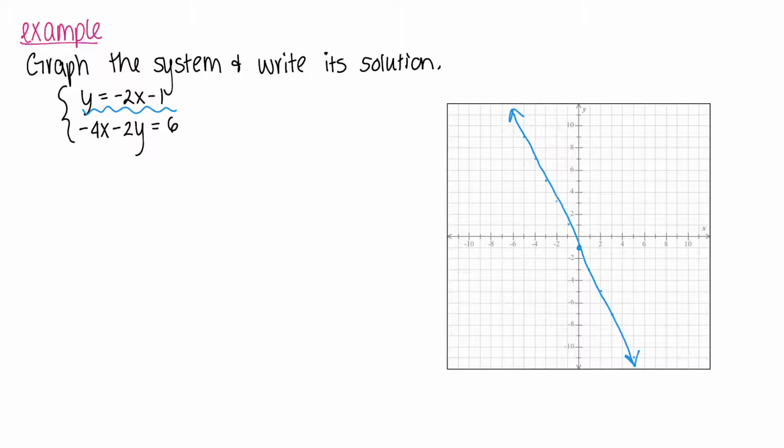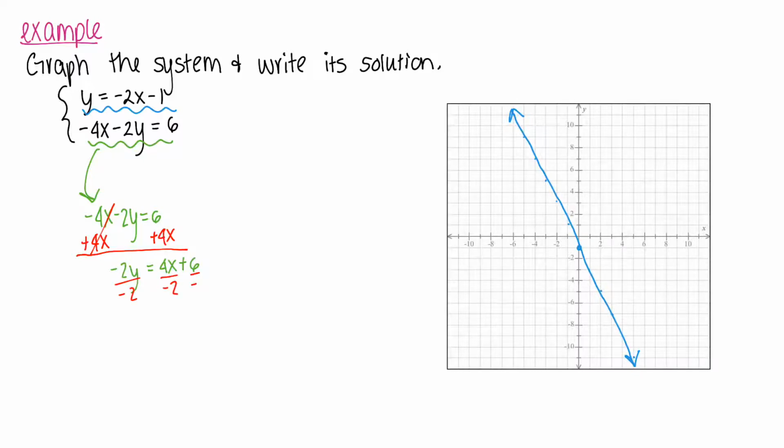All right. And now I'll take my second line and put it into mx plus b form. I'll start by adding the 4x to both sides. I have negative 2y equals 4x plus 6. I want to divide everything by negative 2. So I get y equals negative 2x minus 3. So minus 3 is the y-intercept. And then it has a slope of negative 2, so that's down 2 over 1.